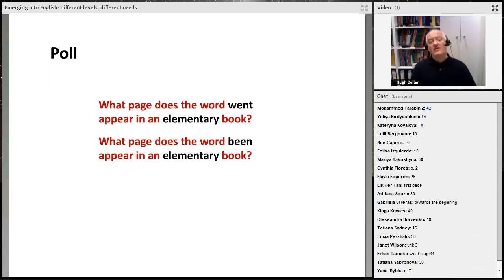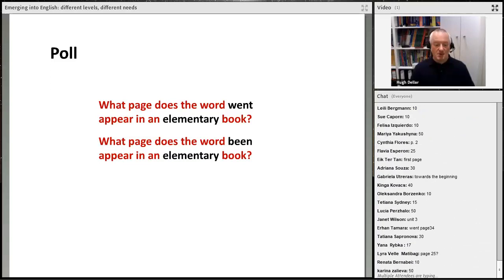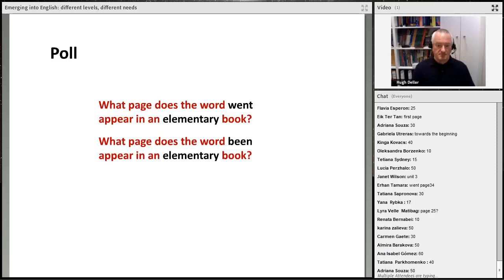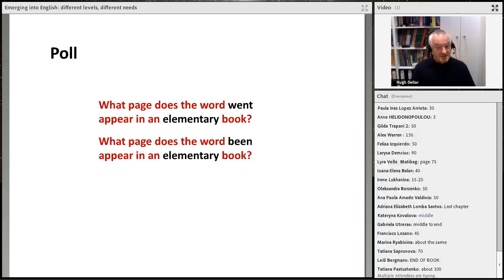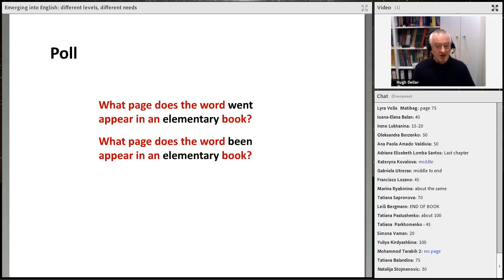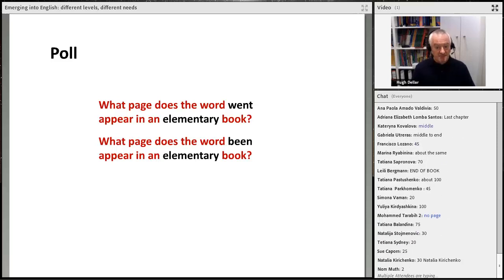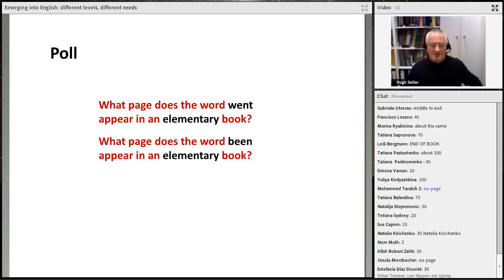And what about the word been in an elementary book? Page 50, page 30, page 100, page 1, page 15. Okay, again, much lower numbers here. Yeah, end of the book. Okay, so stop typing there. I'll reveal the basic answer.